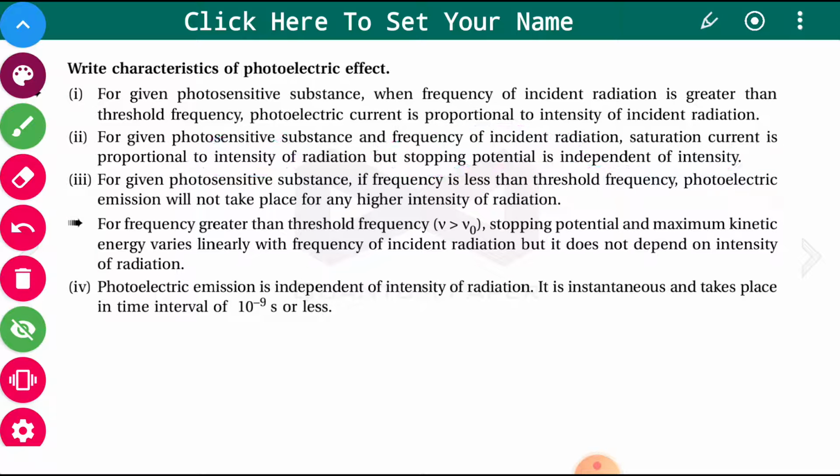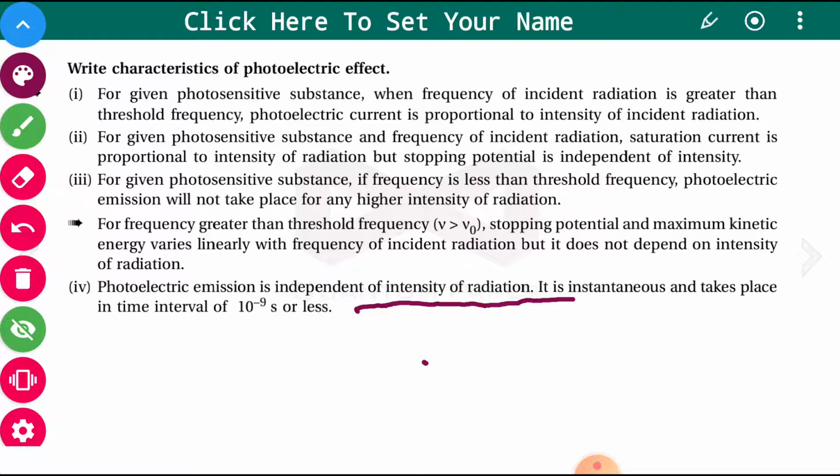For a given photosensitive substance, if the frequency is less than the threshold frequency, then there will be no photoelectrons emitted. So there must be a higher value of frequency, or it must be equal to the threshold frequency. If you keep a very high intensity and the frequency is less than the threshold frequency, then there will not be any photoelectrons emitted from the surface.